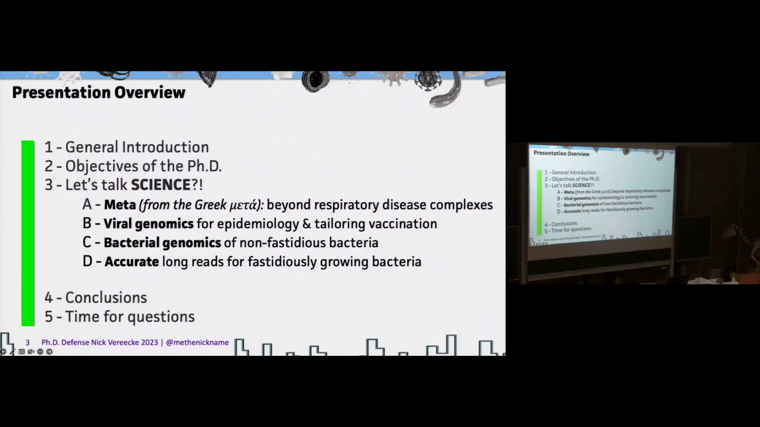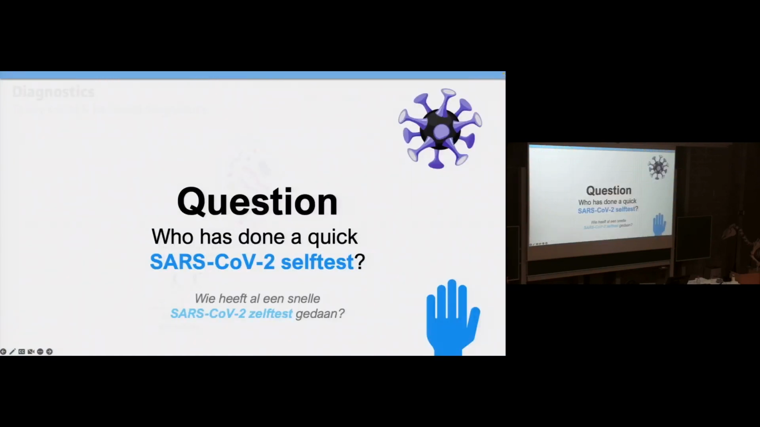I will first start with giving a short overview. I will introduce the project a little bit, talk about what the objectives were in this work. Then I will talk about science. Then we have some conclusions, and then it's time for questions from the jury members. Now, as I said, I'm not going to do all the work today myself. I will also ask some questions to the audience.